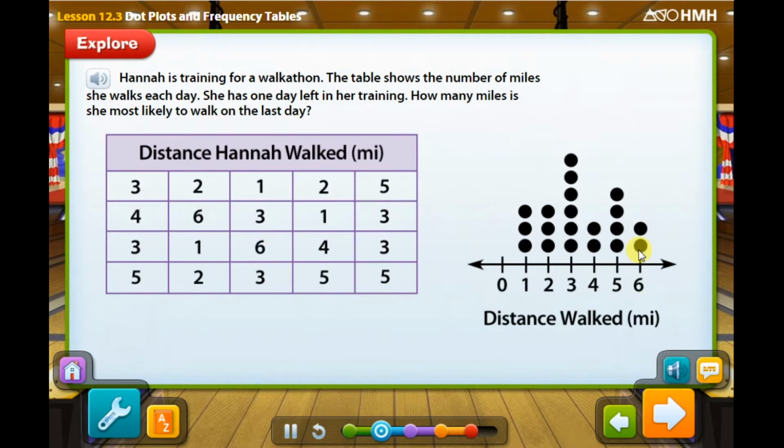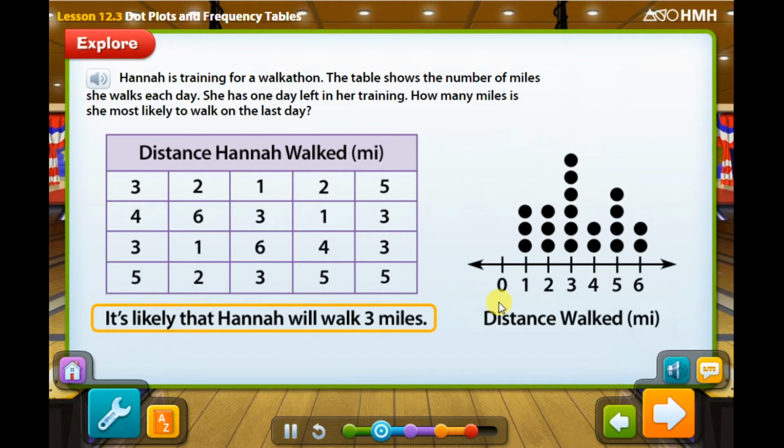The number of miles Hannah walked most often is the value with the tallest stack of dots. Which value has the tallest stack? Which number did she walk most often? Where is the largest stack here? It's 3. So this is the number of miles that she walked most often. So the answer to our question, how many miles is she most likely to walk on the last day, is 3 miles. The value 3 has the tallest stack, so it's likely that Hannah will walk 3 miles on her last day of training. Let's see another example.